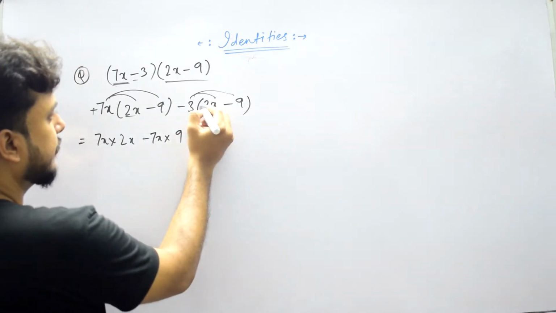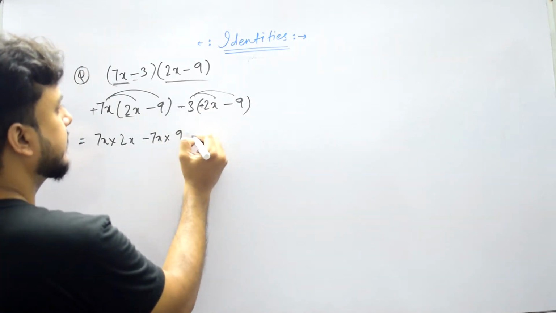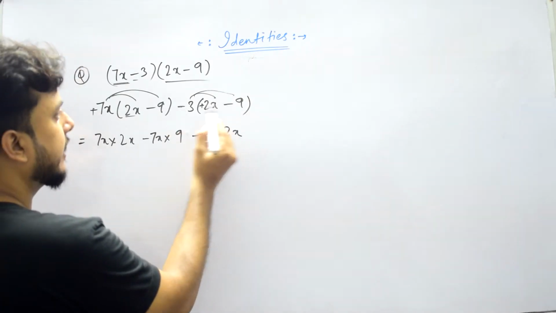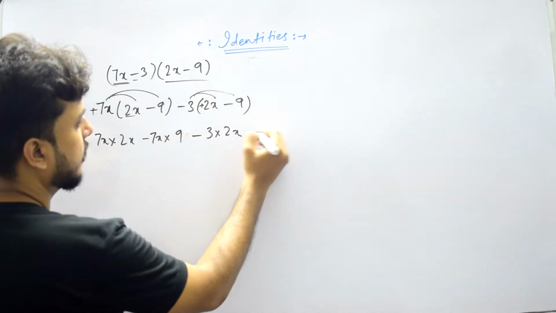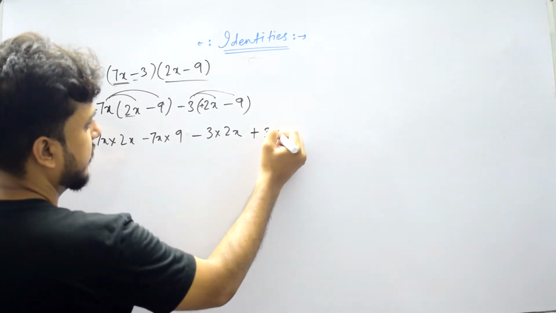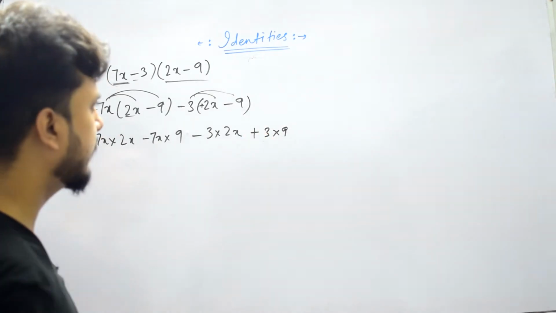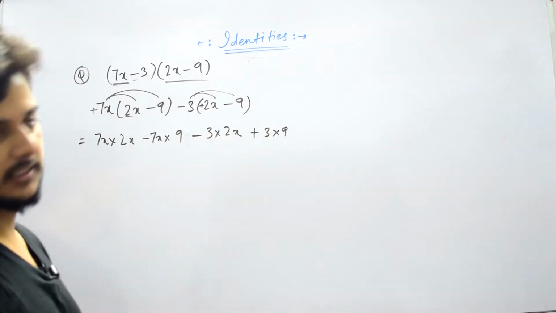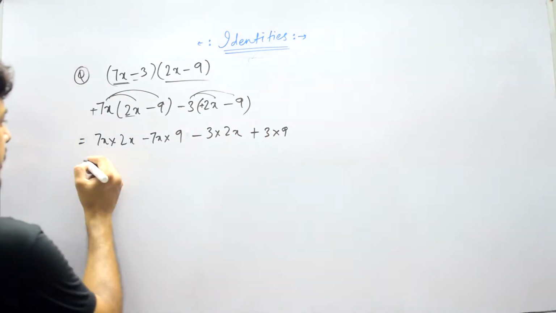And see, in front of this 2x there is plus, so plus into minus is minus, 3 into 2x. And this minus and this minus, minus into minus is plus, so here we'll write plus 3 into 9. Be very careful about the sign. If the sign is wrong then our answers will not match, so we have to be very careful here.